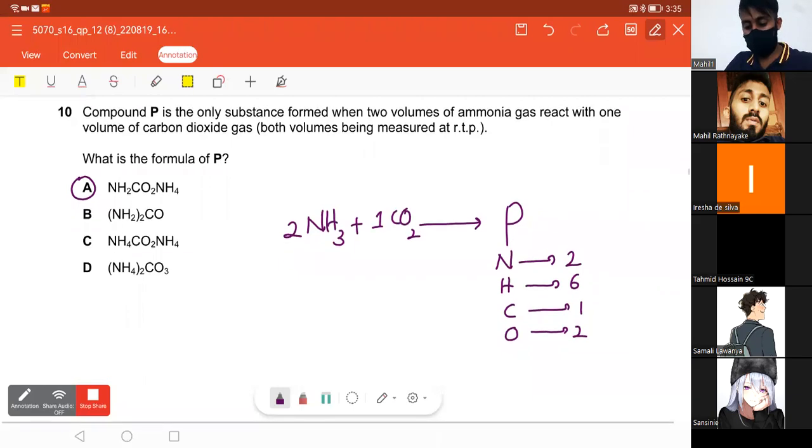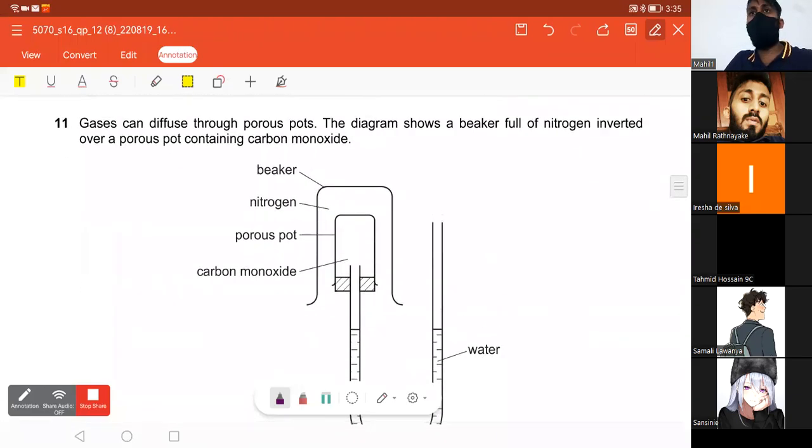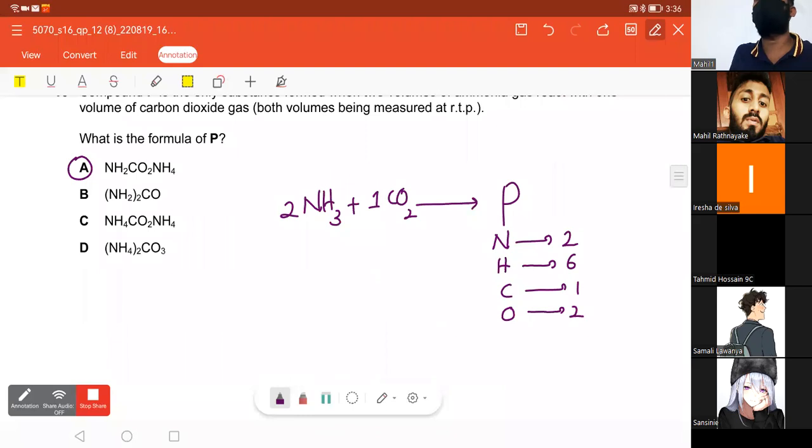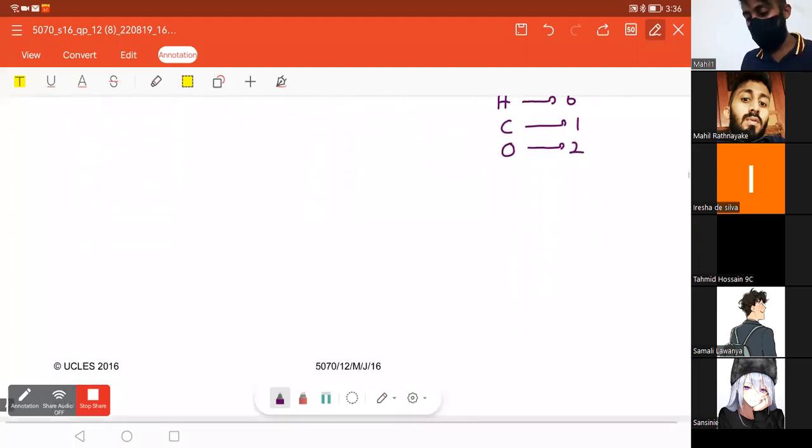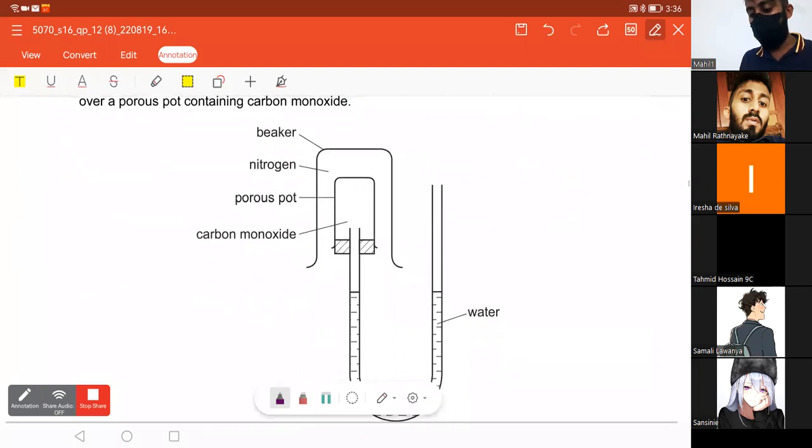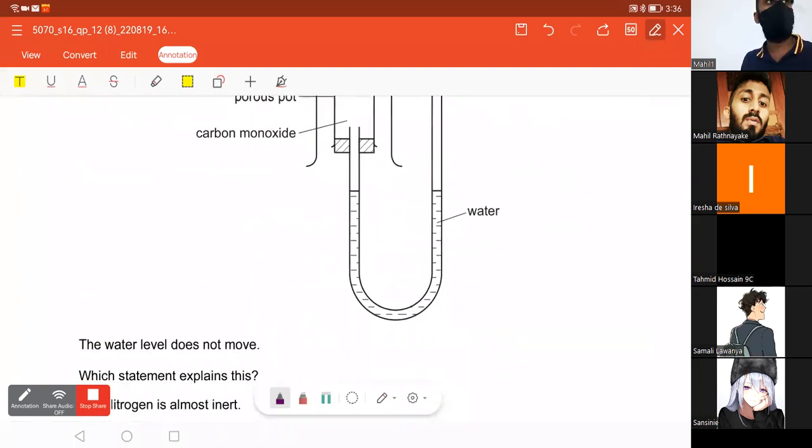Next one. Diffusion. Can I know the diffusion definition? Particles moving from a region of higher concentration to a region of lower concentration in constant and random motion. What are the factors affecting diffusion? Temperature and molar mass. But here they do not mention anything about temperature. Molar mass we have to check.